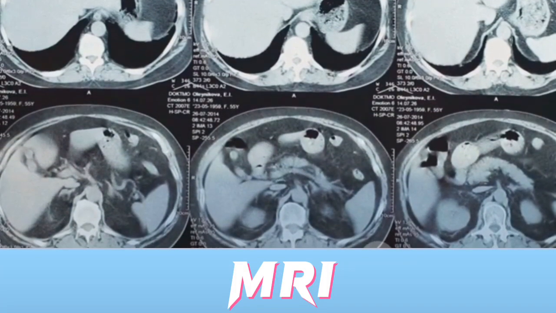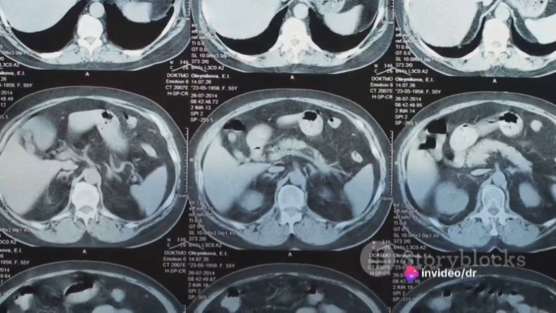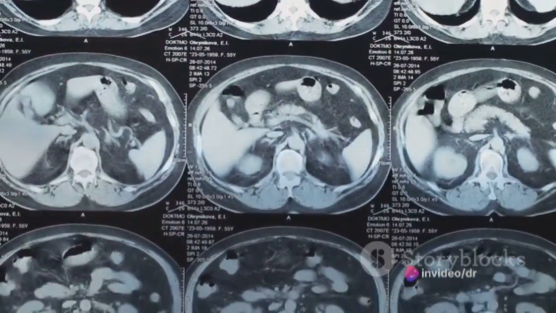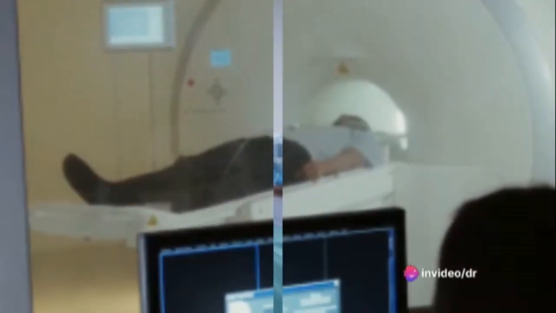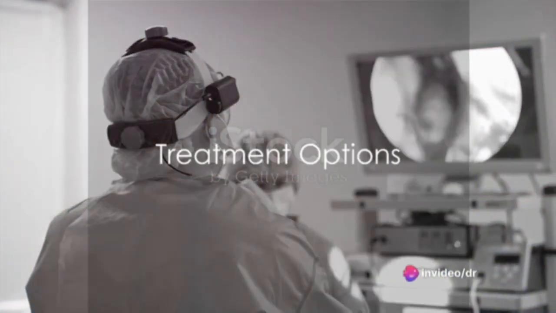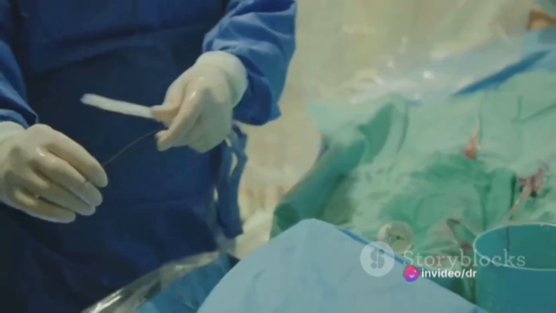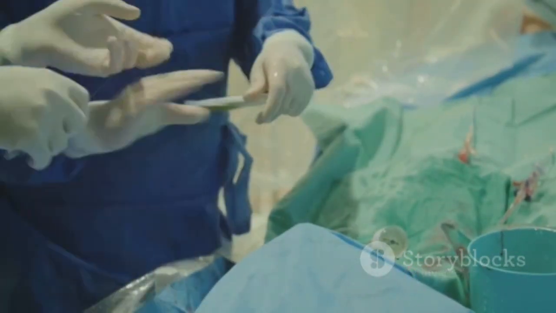Magnetic resonance cholangiopancreatography is a specialized MRI technique that focuses on imaging the bile ducts and pancreas. It can be useful for evaluating the anatomy of the bile ducts and detecting any obstructions caused by gallstones. In cases where further evaluation or treatment is needed, endoscopic retrograde cholangiopancreatography, ERCP, may be performed. This procedure involves the insertion of a flexible tube through the mouth and into the bile ducts to visualize any abnormalities and, if necessary, remove gallstones.